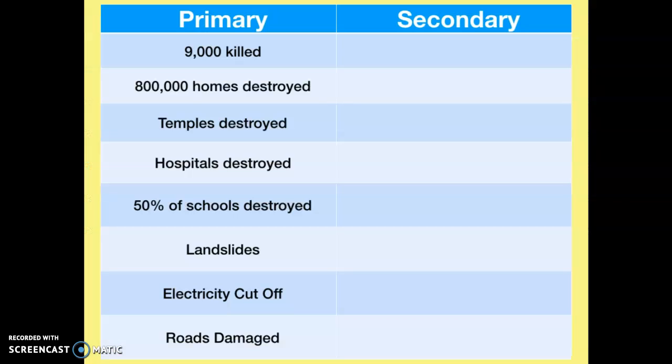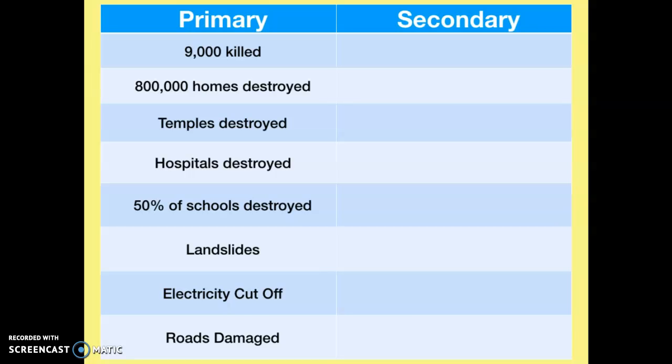Right, this table shows some of the primary effects of the earthquake which hit Nepal in 2015. I'd like you to take a moment to think carefully for each effect. What do you think the knock-on secondary effects will be for each one? Okay, let's go through them one by one.